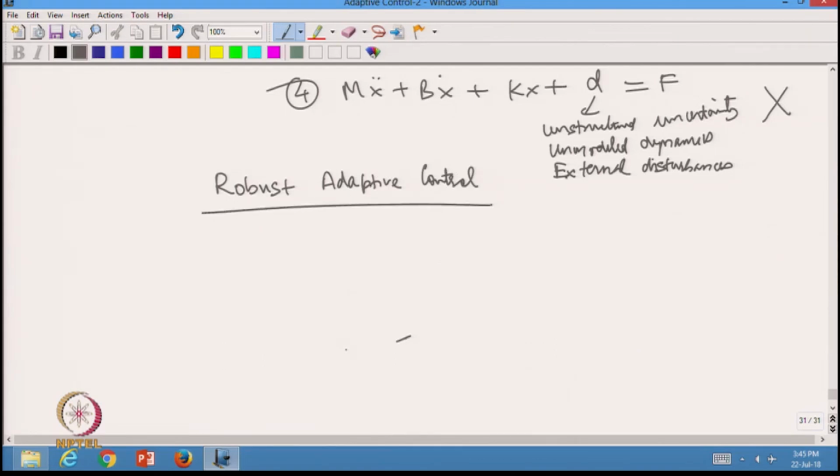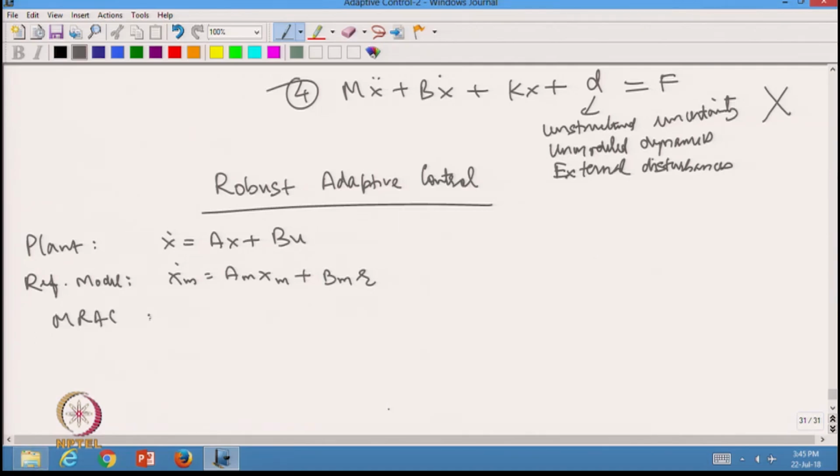So, again we go back to the plant model that we have, x dot equals A x plus B u. Let us say this is the plant, the reference model is given by basically copy paste of stuff that we have done many times before. So, for this plant and for this reference model, we know what is the MRAC. We design u as Kx hat x plus Kr hat r.